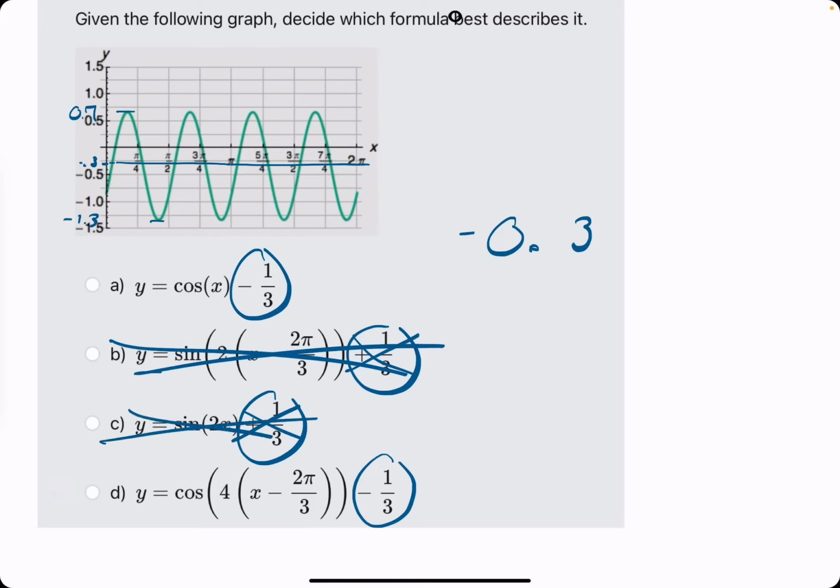So eliminate these. And then what's the difference? We have a cosine of x, and we have a cosine of 4x minus 2 pi over 3. In this case, it's going to be even easier to identify the answer because of the cosine of 1x versus the cosine of 4x. Cosine of 4x is going to speed up this function. In other words, it's going to make it have a much smaller period.